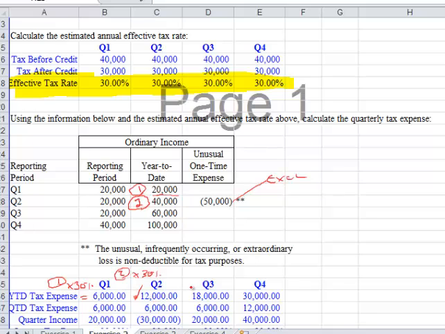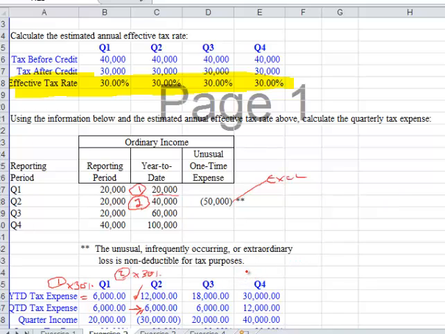I don't have an effect to the one-time item. It's a non-deductible expense, right? So once I've calculated my provision on ordinary income, there's nothing for me to add to it because there is no tax effect of that expense. The tax effect is zero, right? It is a non-deductible expense. So that means my provision, even including the one-time items, is still $12,000, which means for Q2, it's a $6,000 provision, right?